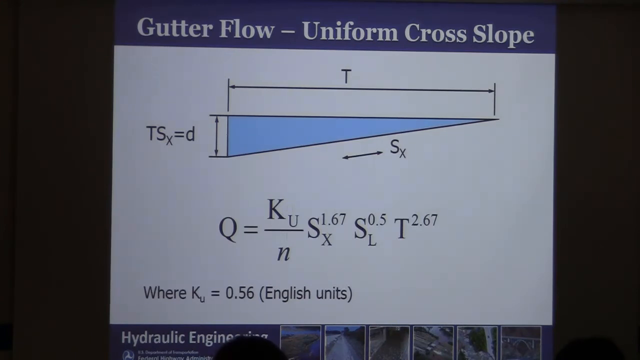What is S sub L? S sub L is the longitudinal slope of the road. And so, this isn't a very hard one. You'll be given the S sub X, you kind of know the S sub L, you know what your allowable T is, you know K sub U, and you can figure out what N is from the material your road is made of. Is it concrete, is it asphalt? There are N numbers out there for that.